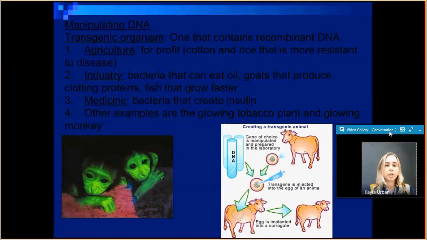So to create a transgenic animal, here's the picture with the cow. The gene of choice is manipulated and prepared in a laboratory, and then it's injected into the egg of an animal. And then that egg is implanted into a surrogate mother, and it will grow into a cow that contains that specific gene.